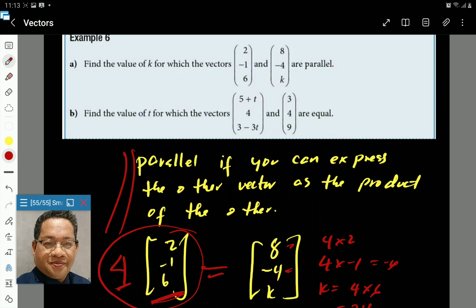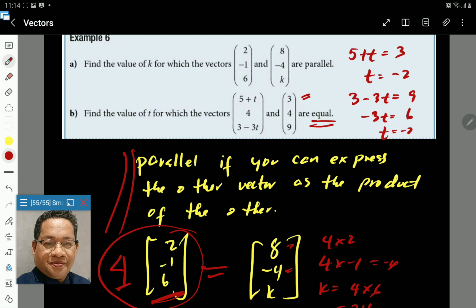Find the value of t for which the vectors are equal. Vectors are equal if they have the same x, y, z. So basically, you're looking for the t wherein they're equal, right? So meaning 5 plus t is equal to 3. So therefore the t there is equal to negative 2. In the other one, 3 minus 3t is equal to 9. Negative 3t is equal to 6. Then t is equal to negative 2.